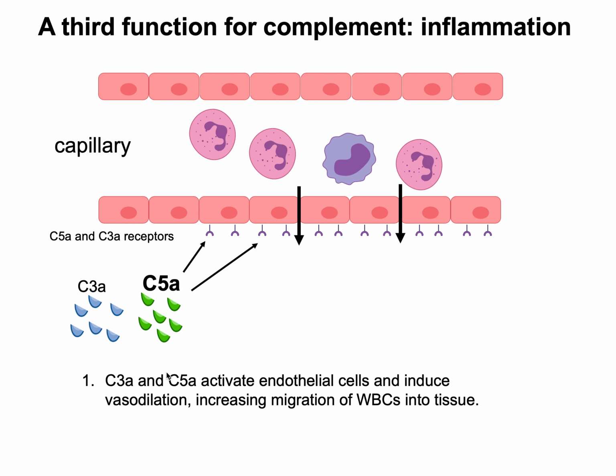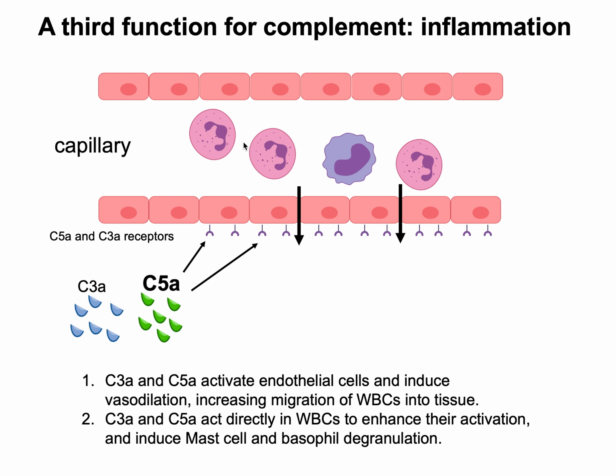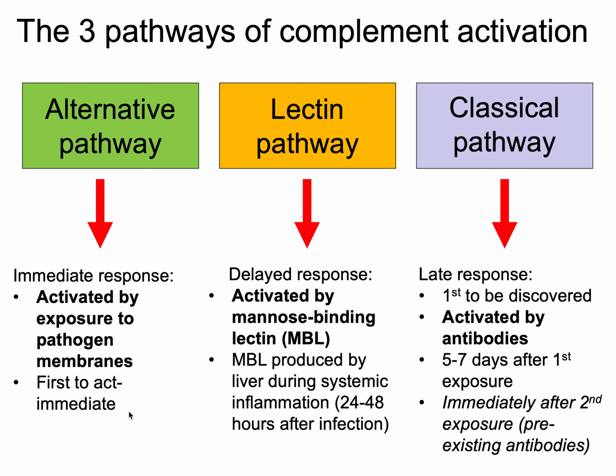And so this is a key function of C3a and C5a. It activates the endothelial cells, it induces their vasodilation, and increases the migration of these cells into the tissue. It also can act directly on complement receptors expressed by these cells to enhance their activation, and they can act as chemotactic factors as these cells migrate from areas of lower C3a and C5a concentration to areas of higher C3a and C5a concentration, which is where the site of inflammation is.